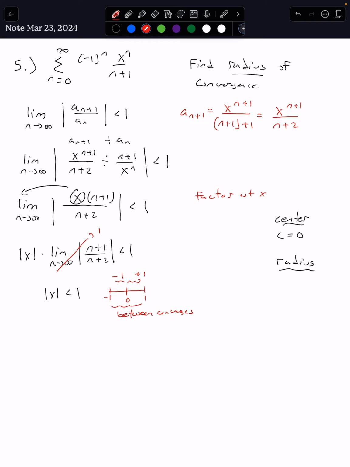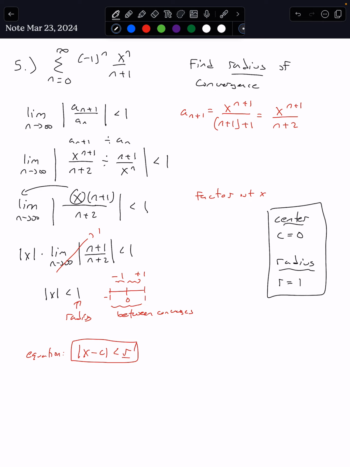So what's so important about the 1? Well, I am going 1 unit to the right and 1 unit to the left. So that 1 is what we call our radius. So this 1 is our radius. So if you need an equation for the radius, after you solve it, if you get something like absolute value of x minus c is less than r, where r is that radius. So we can go back over here and say that the radius is 1. And there's our answer for question number 5.